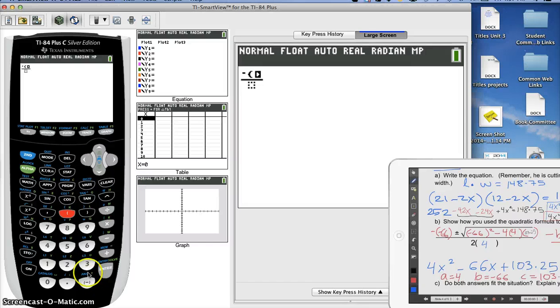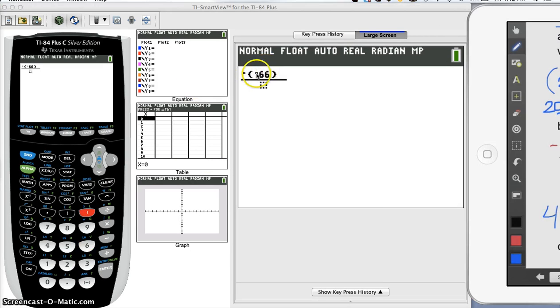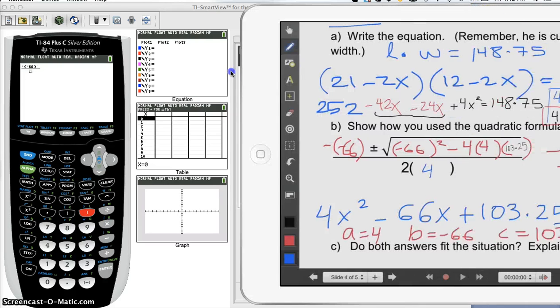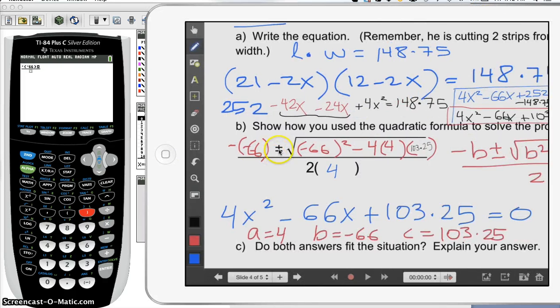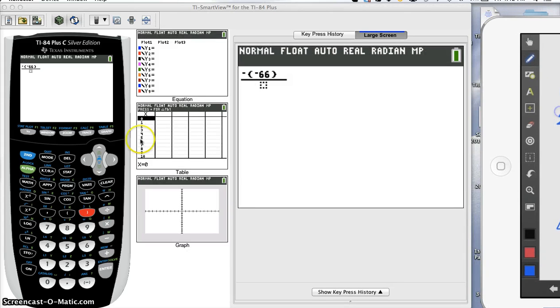So negative 66. So it's the negative of the b, negative 66. Now you know that there is a plus and a minus in your equation. So first of all, you plug in the plus with the radical over 2a, and then you type in the whole equation again with the minus, okay? So let's go ahead and start doing that with the plus.